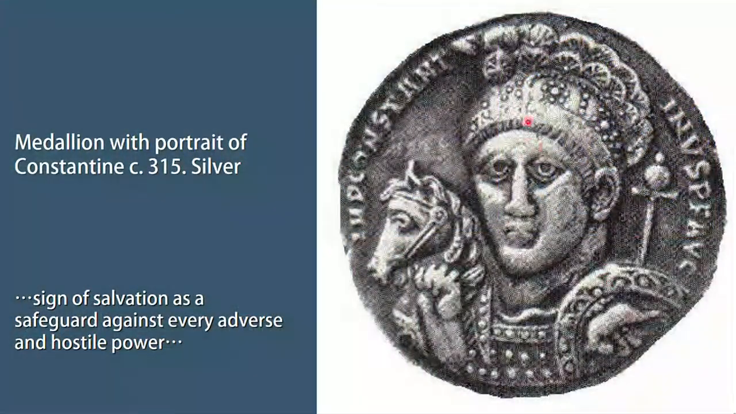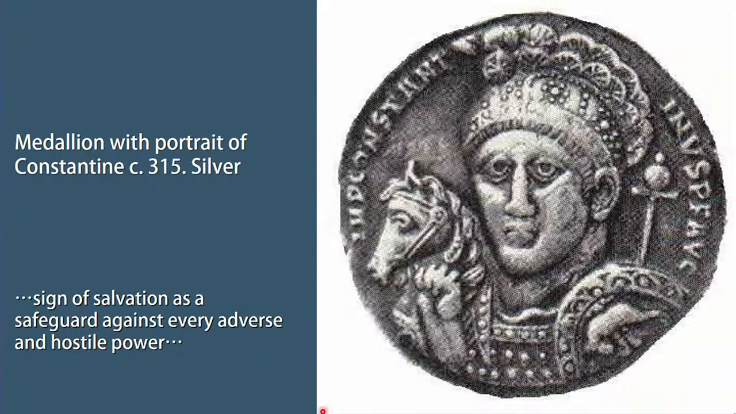And what's very interesting here, in this portrait of Constantine, he wears his armor, but right there at the crest of his helmet, once again, we have the chi and the rho. He has adopted the Christ as a sign of salvation, the safeguard against the hostile powers. And he still had some enemies that he needed to get out of the way, including Licinius, before he could emerge as the sole ruler of Rome.